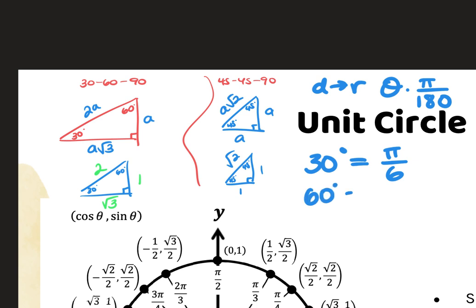60 degrees is pi over 3. So the denominators are the reverse of the leading numbers in the angles, if that helps you remember it. 30 is the over 6. 60 is the over 3. And then 45 degrees is pi over 4. If you can understand that, then the rest of it hopefully goes a little bit easier.